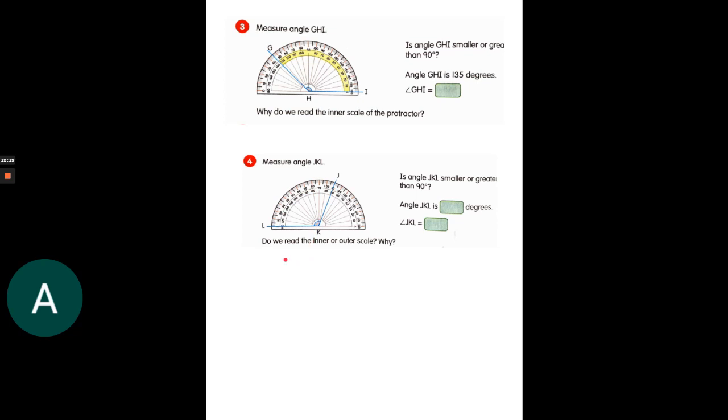So the question it's asking you, do we read the inner scale or outer scale? Well, we've just worked out that we need to use the outer scale. But why are we using the outer scale? That's correct. L to K sits on the 0 on this side of the protractor.